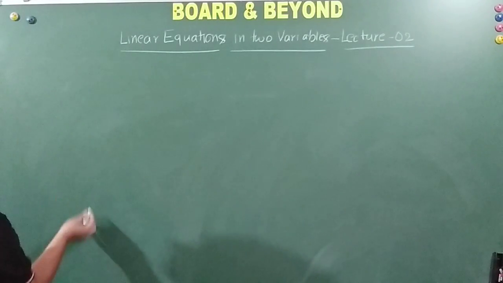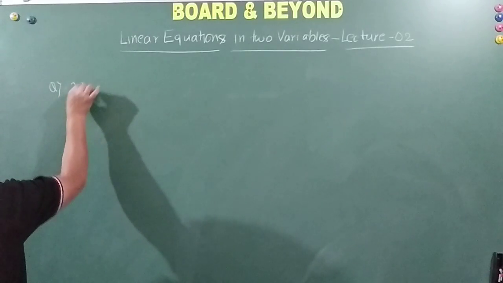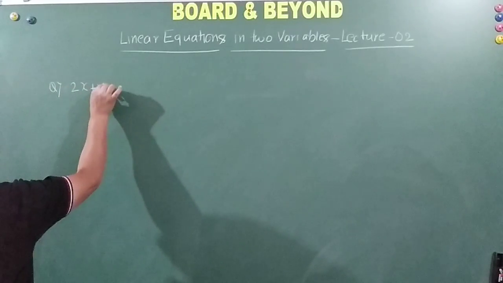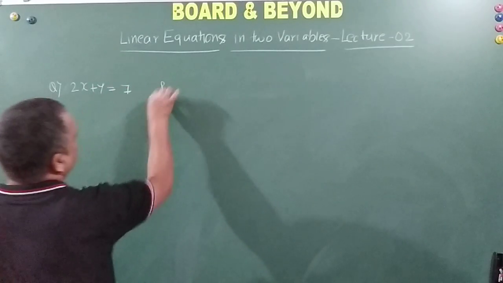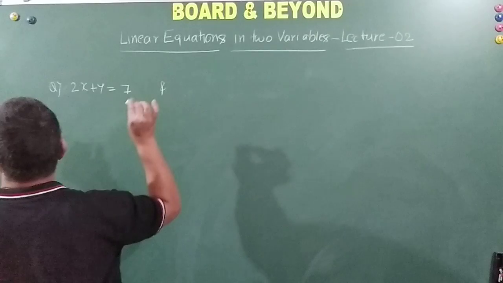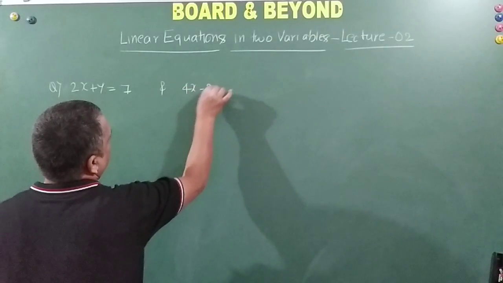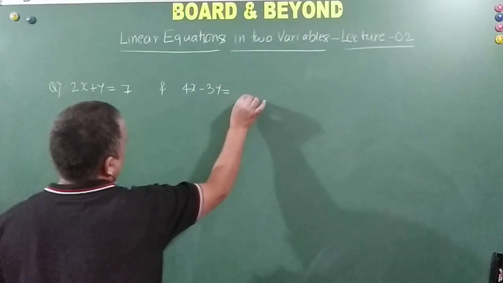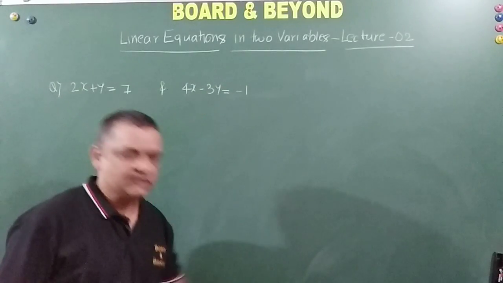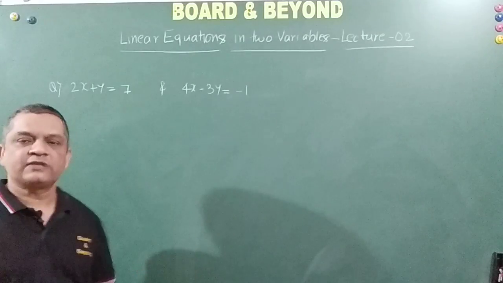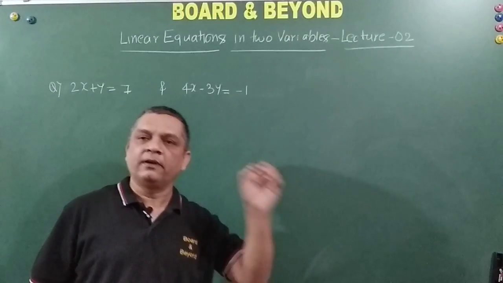Okay, so let's take an example. The question is 2x plus 5y is equal to 7. Okay, and there is another equation, 4x minus 3y is equal to minus 1. So these are the 2 simultaneous linear equations which have been given to us, and we are expected to find the values of x and y, okay, through the substitution method.